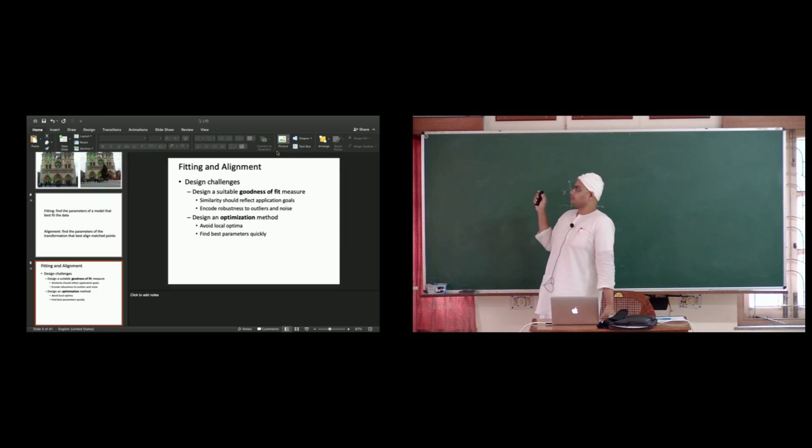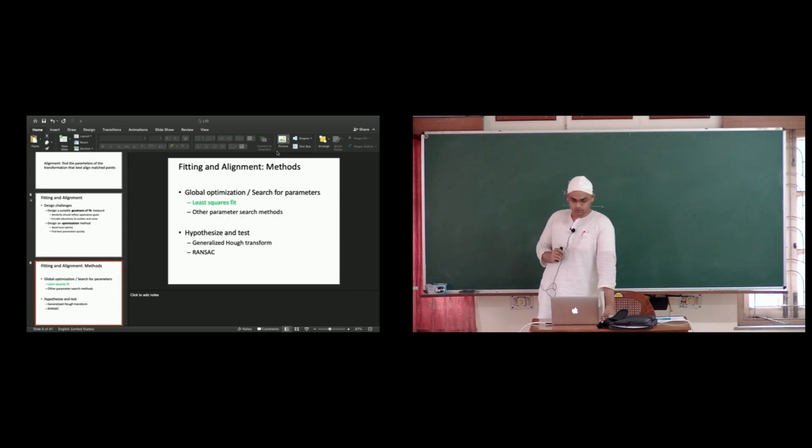But mainly we need to see how good is the fit and how can we optimize. That means, you come up with some fit, how good is that, and if it is not good, how can we make it better. So there are multiple algorithms. We will talk about least square fit. All of you probably are aware of this one, right? So we will go through that.